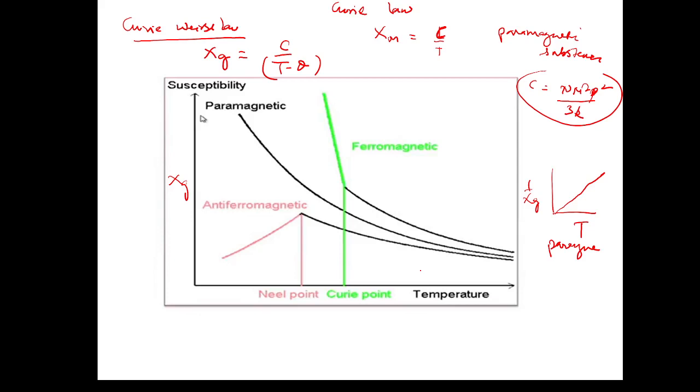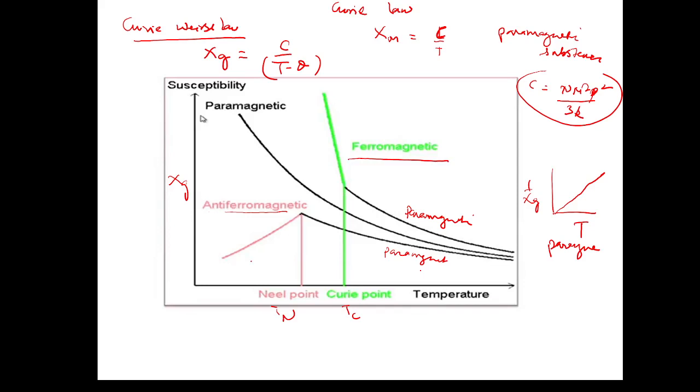If we see above the Neel temperature, your antiferromagnet behaves as a paramagnetic. Above the Curie temperature, which is Tc, and this is Tn, your ferromagnet behaves as a paramagnetic. But below Tc, the ferromagnetic chi g abruptly rises. So that's the one thing.